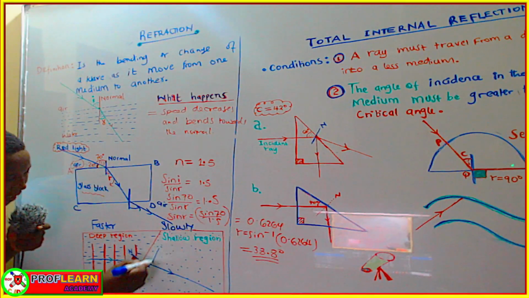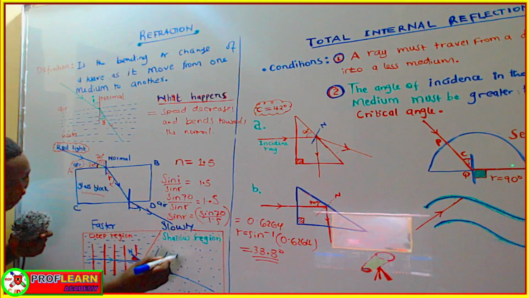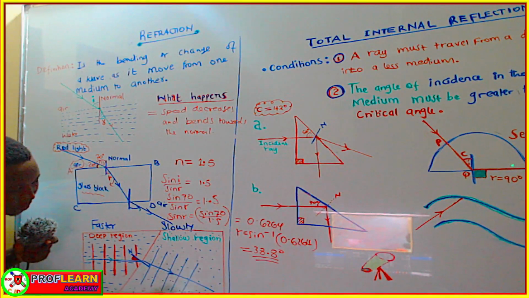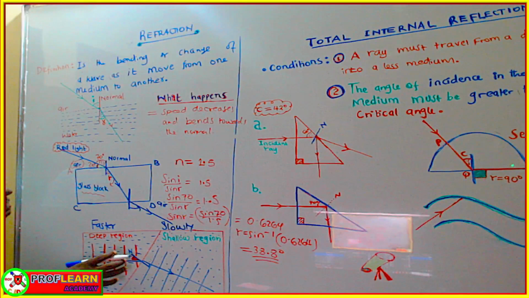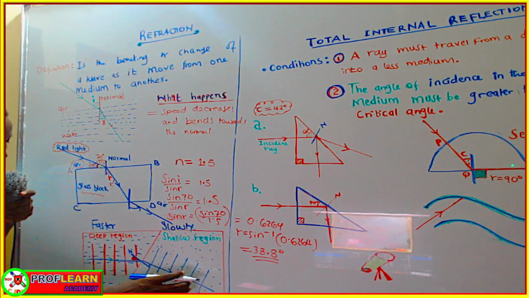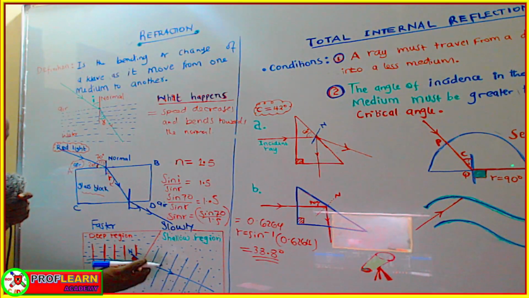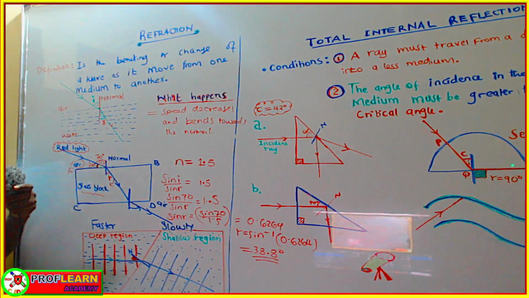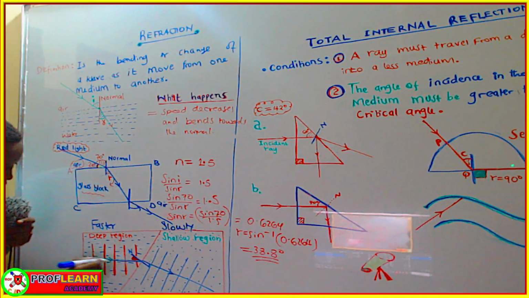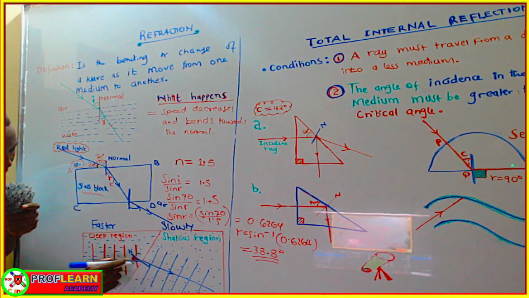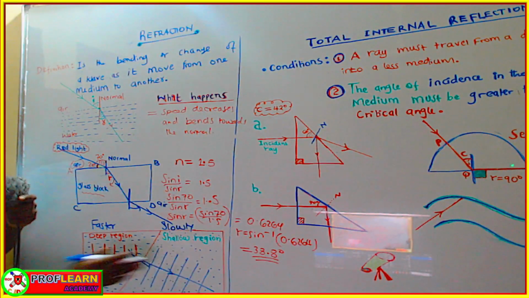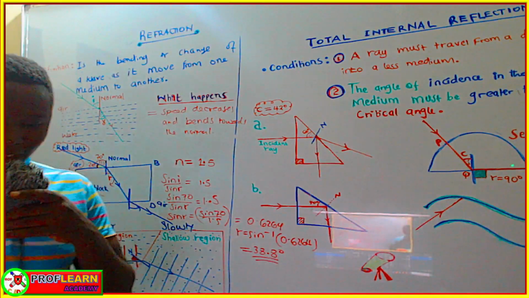Then you are going to have the wavefront bending in that way, following this line that I've drawn at this particular point. Something that you need to remember: when a wave is moving from a deeper region to a shallow region, the wavelength is going to decrease. The wavelength here is going to be smaller compared to this one, and it's also going to travel at a slower speed. That's why the wave bends towards the normal, and then we have refraction at that particular point.